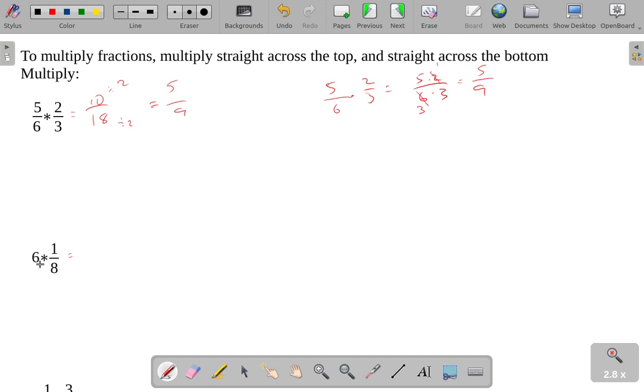All right, if we want to do something like 6 times 1/8, you can always remember that dividing by 1 doesn't change the value of a number. And so 6 over 1 is the same thing as 6. So I could say 6 over 1 times 1 over 8. Pushing these together, 6 times 1 is 6, 1 times 8 is 8. This is 6/8. And then we want to reduce this by dividing both the top and the bottom by 2 to get 3/4.